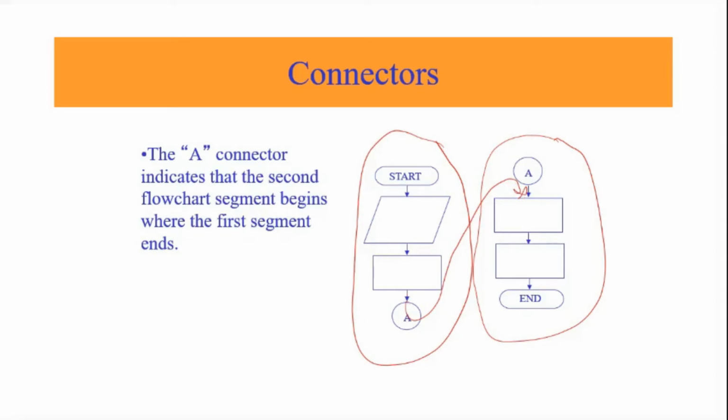So that is the connector. The connector is normally taken with an A in a circle. And if there are multiple connectors, then you have to use A, B, C, D, etc. That is, the capital alphabets that you can use. This is used in the case of flowcharts which cannot be drawn as a single sequence, or which cannot be represented on a single paper. You may have to use multiple papers, etc. In that case, you will have to go for the connectors.